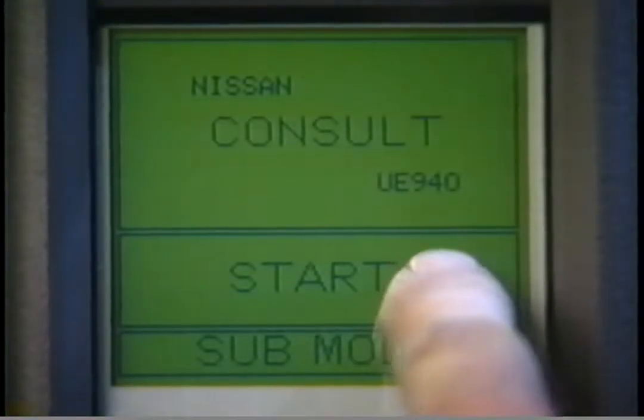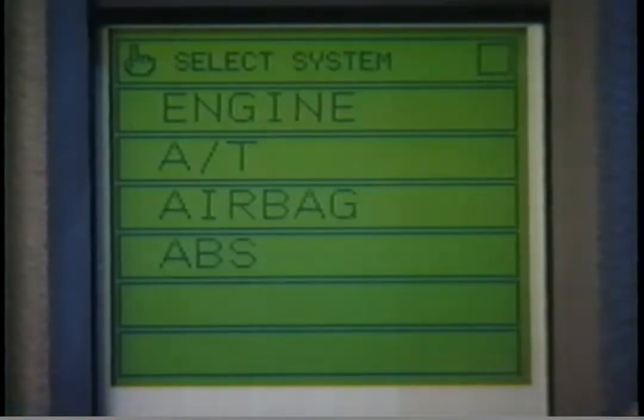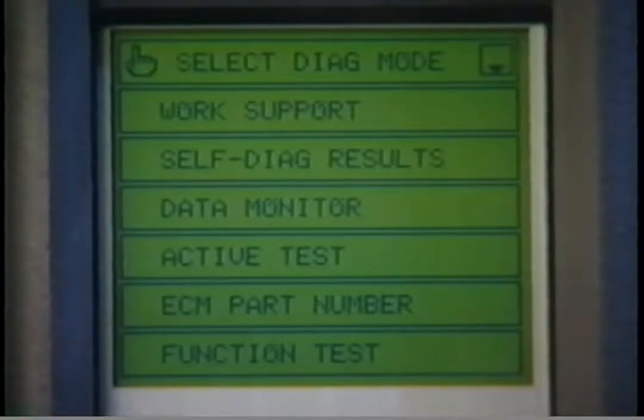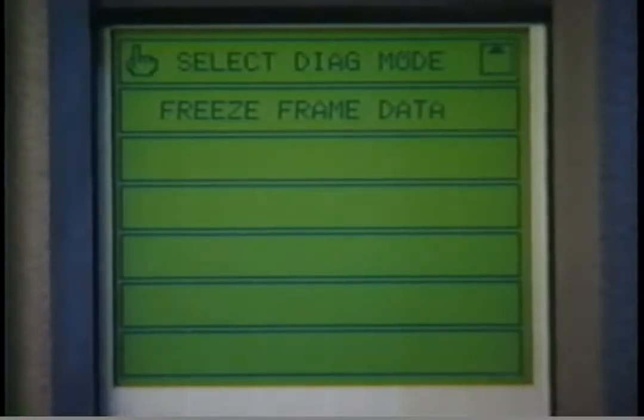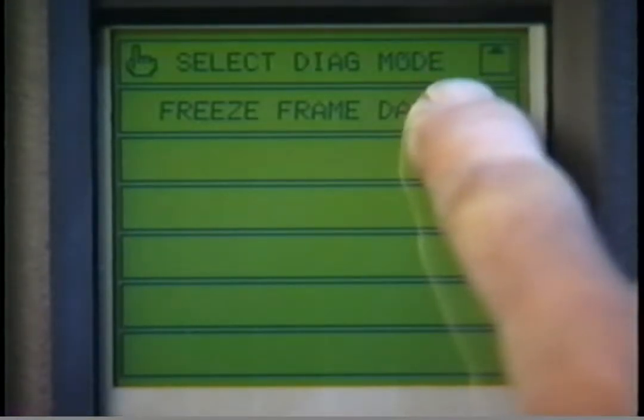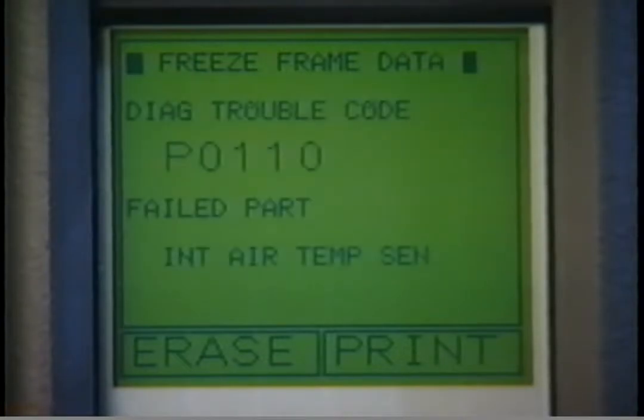Press Start, then touch Engine, then the down arrow, which brings you to the second Select Diagnostic Mode screen, and you find the Freeze Frame Data mode. This freeze frame data screen gives us the same malfunction information as the self-diagnosis results, with the exception of occurrence information. If there were no trouble codes detected, you would stop here.